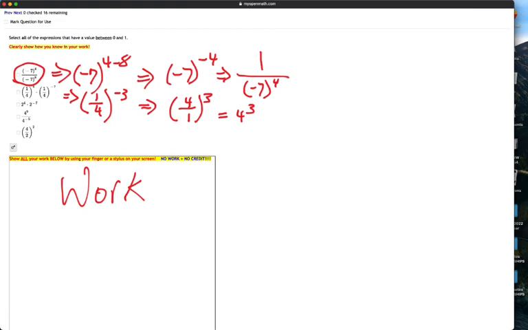Next one, 2 to the 4th times 2 to the -7. We add exponents when we are multiplying expressions with the same base. And so that's 2 to the -3, which is 1 over 2 to the 3rd, which is 1 over 8. That clearly is a value between 0 and 1.